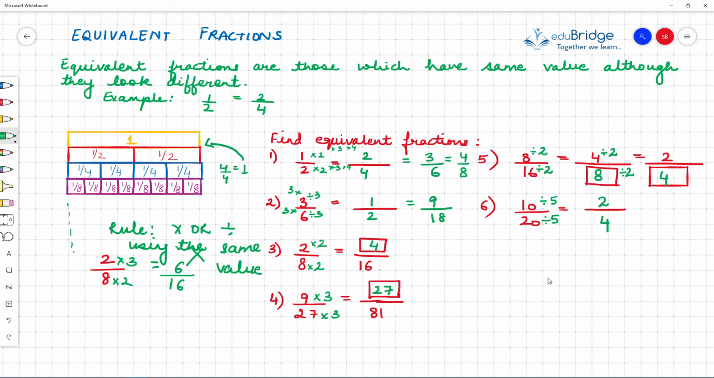So these are some of the examples of how you can do the conversions, how you can find equivalent fractions. The basic rule is you have to multiply or divide both your numerator and denominator using the same number.